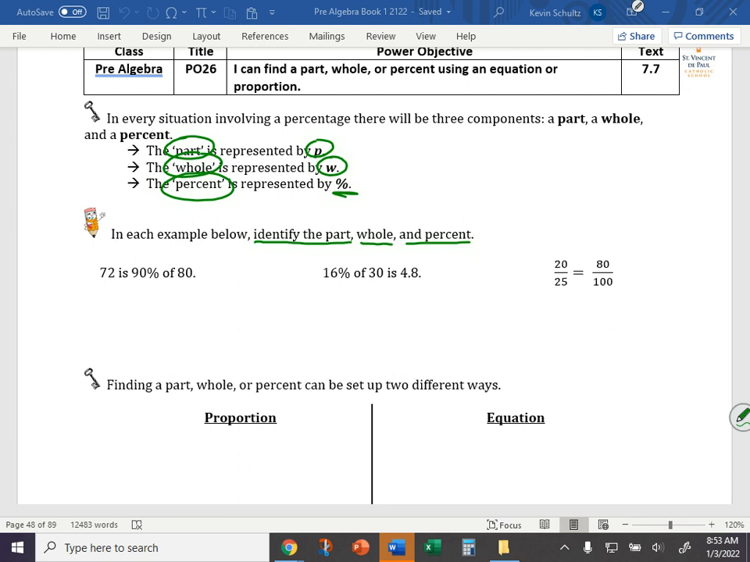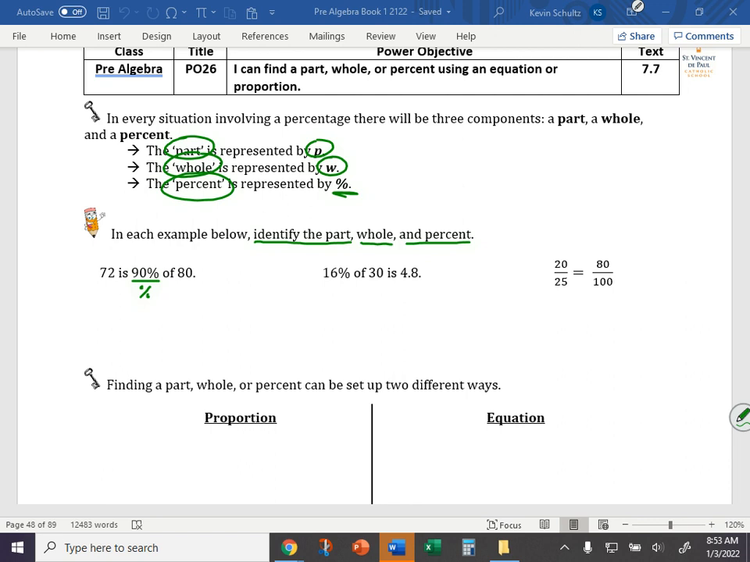Okay, let's get the easy one out of the way. What's our percentage? 90, right? That one's obvious. The percentage is going to be the one with the percent symbol on it, or if it's written out as the word percent, that's the percentage here. The tricky part is identifying which one's the whole and which one's the part, and there's actually a trick we can use to help us here.